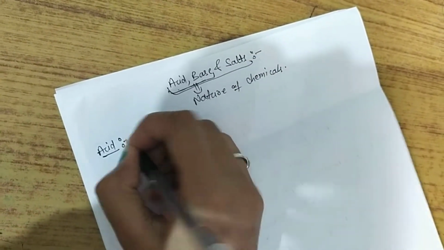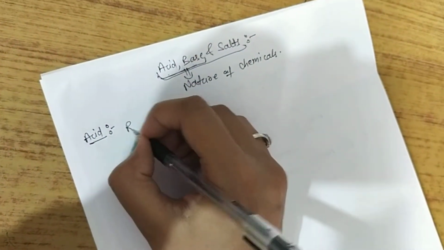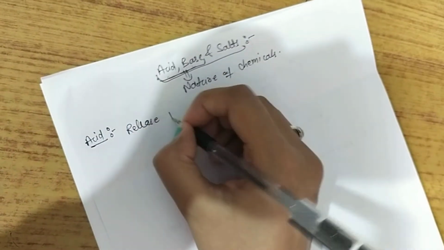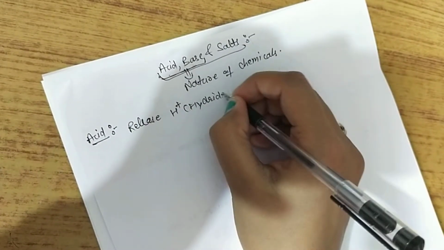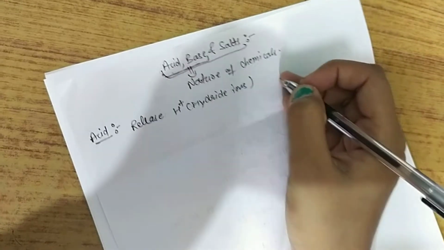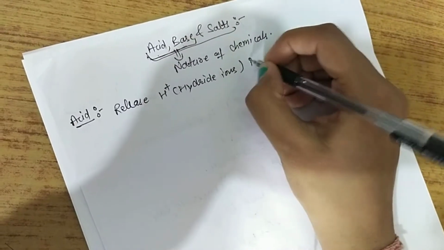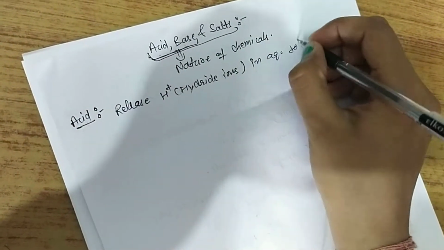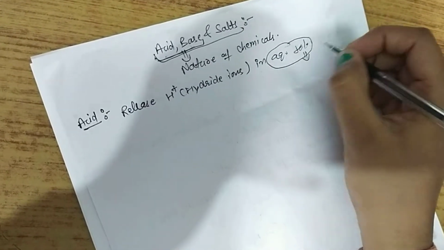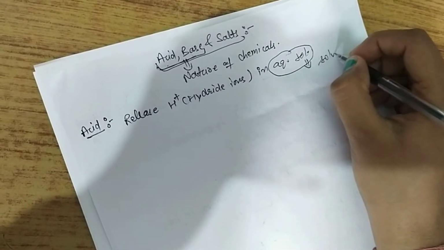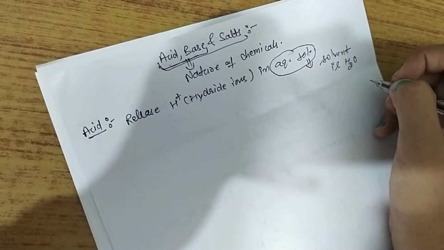So an acid is defined as a substance which releases H positive ions. You may also call them hydride ions. An acid may be defined as a substance which releases hydride ions in aqueous solution. What is aqueous solution? The solution in which the solvent is water is called an aqueous solution.